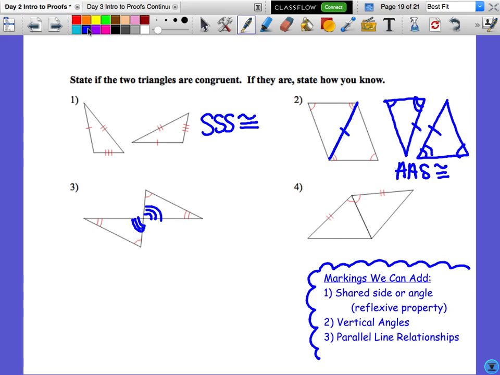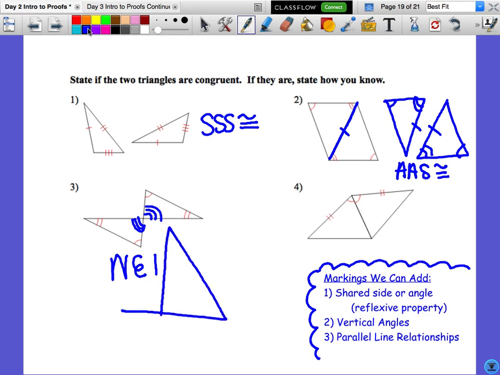If I look, I have 3 pairs of angles. So angle, angle, angle is not one of my 5 shortcuts. So even though I can add a marking here, there is not enough information to know if these are congruent. Here's kind of a good representation of why. This might actually look like this, and I'm going to try to draw that a little better. So there's not enough info.